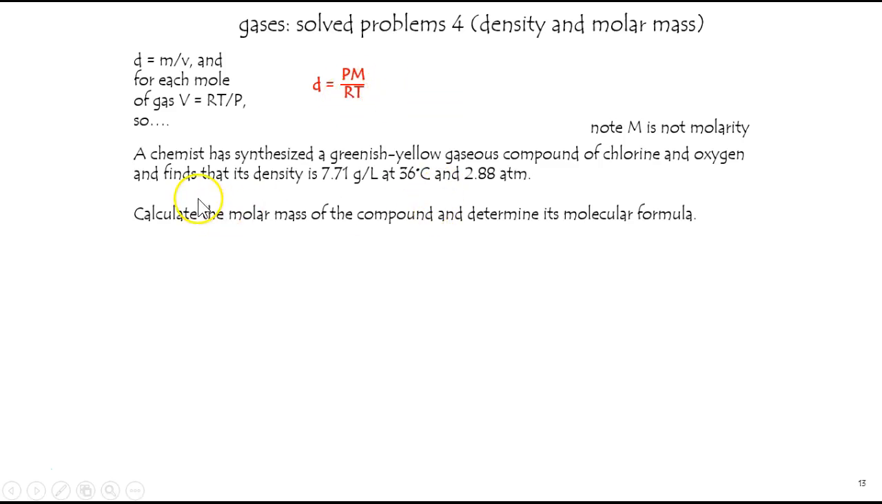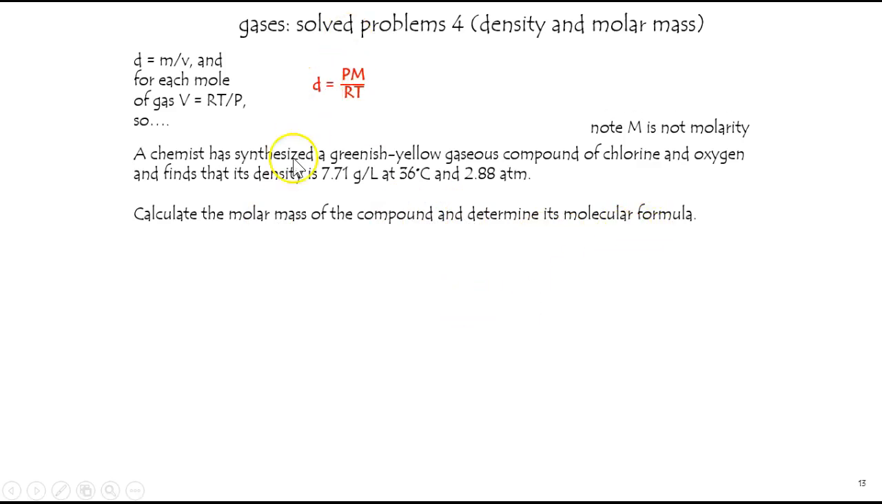That's interesting. And here's a question. A chemist has synthesized a green yellowish gaseous compound of chlorine and oxygen. I'm guessing it's very toxic. He finds that its density is 7.71 grams per liter at this temperature and at this pressure. They want you to find the molar mass of the compound and determine its molecular formula.